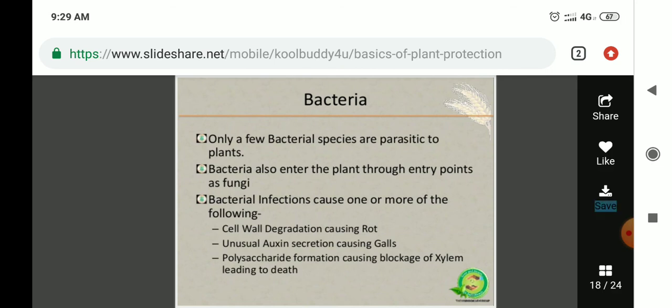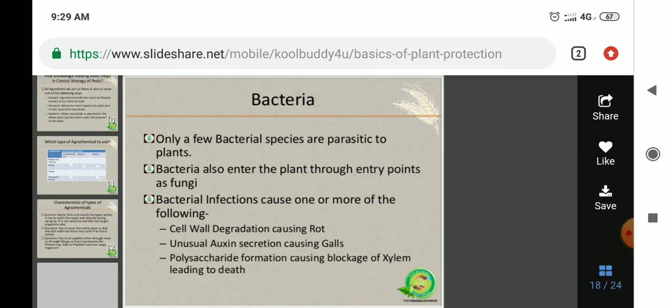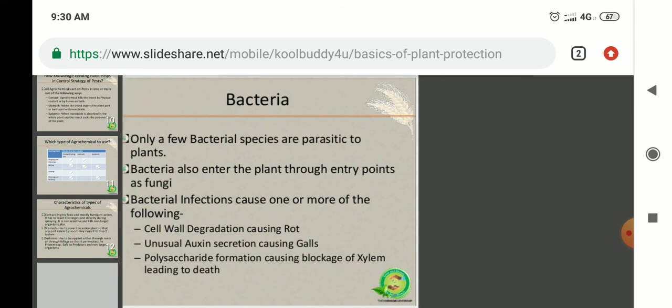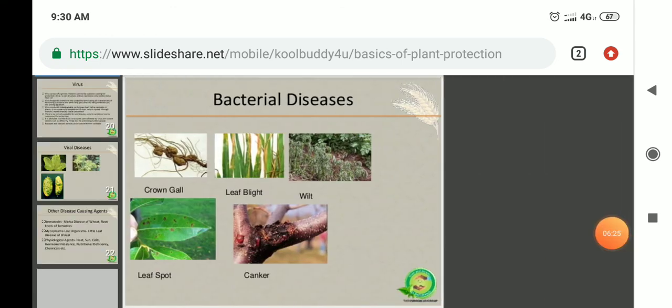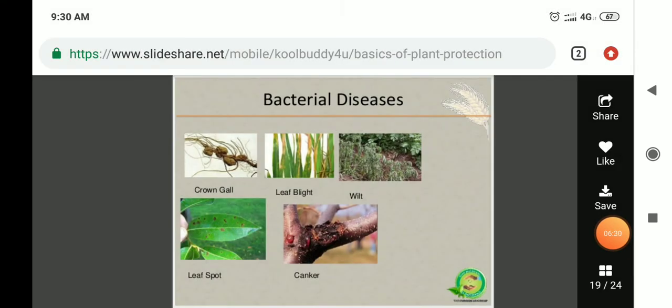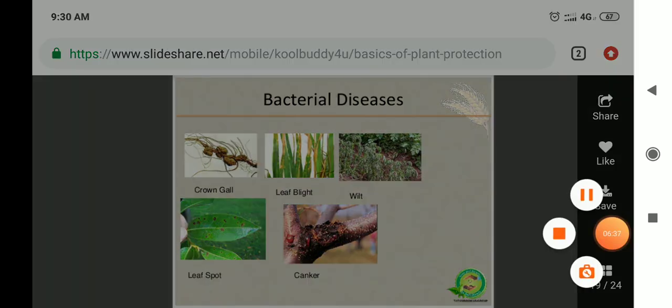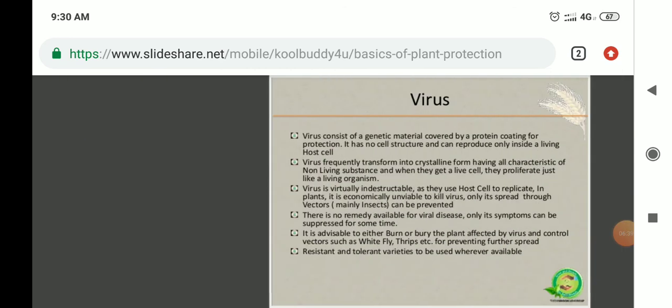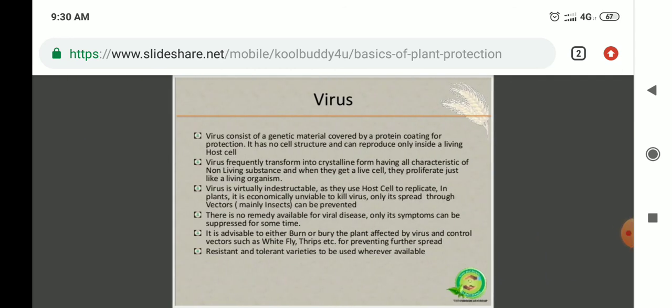Next one is bacteria. Bacterial diseases include crown gall, leaf blight, wilt, leaf spot and cankers. Viruses consist of genetic material covered by a protective coating. They have no cell structure and can be reproduced only inside a living host cell.